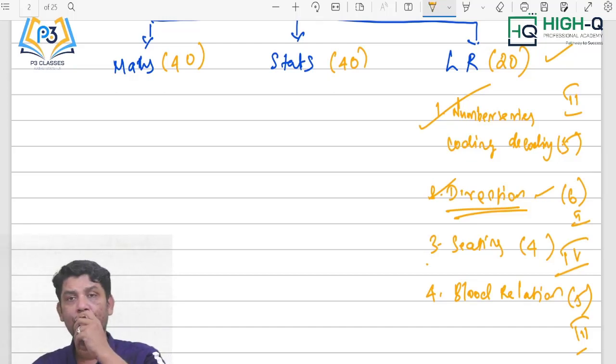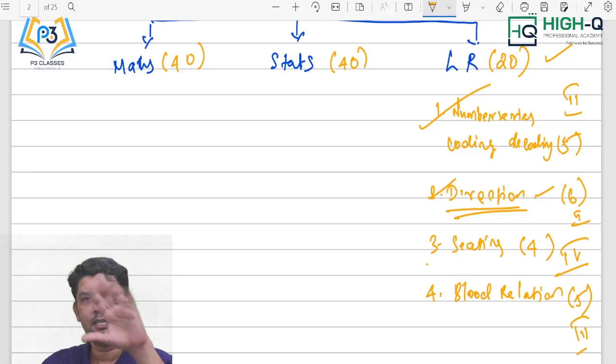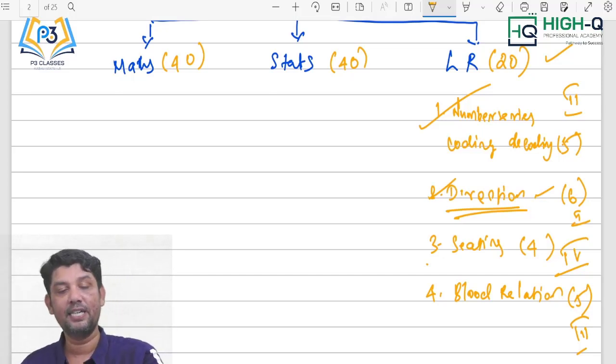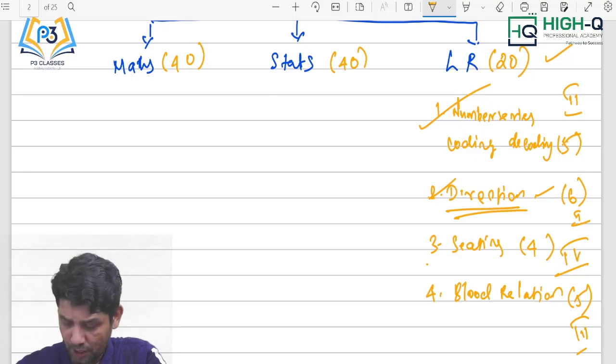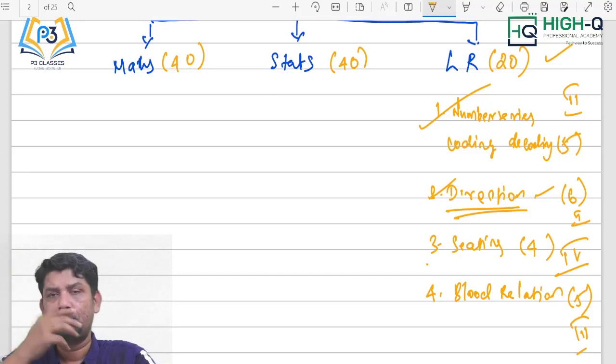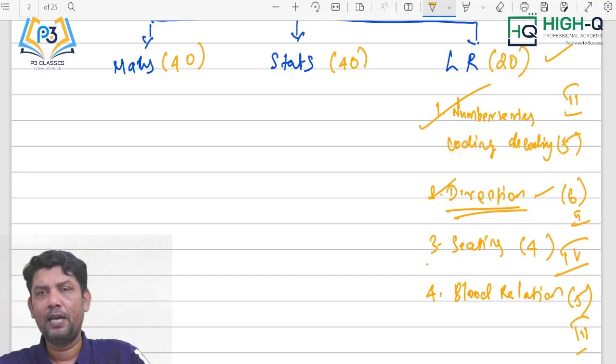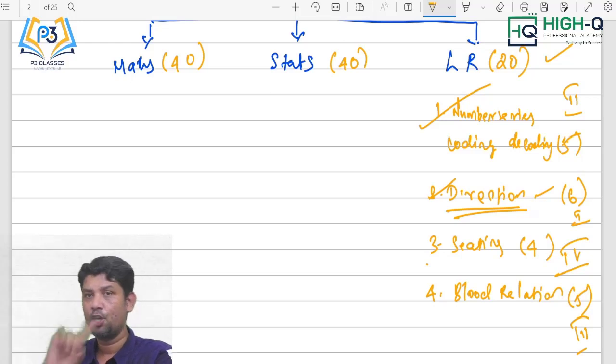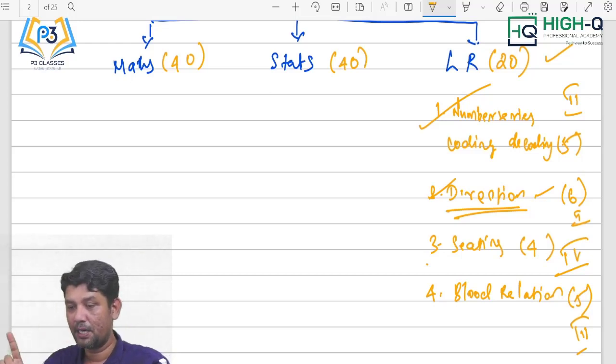Now listen here. Sir, seating arrangement, you said fourth, sir. Of course, my dear. Seating arrangement is fourth. But I like seating arrangement more, sir. But it will also take a lot of time to solve, my dear. It is a time consuming topic. So what we need to do: seating arrangement means 4 people arrangement, 5 people arrangement, 6 people arrangement. If these questions are coming, then only you are supposed to attend it. If 7, 8 people arrangement comes, don't do it.